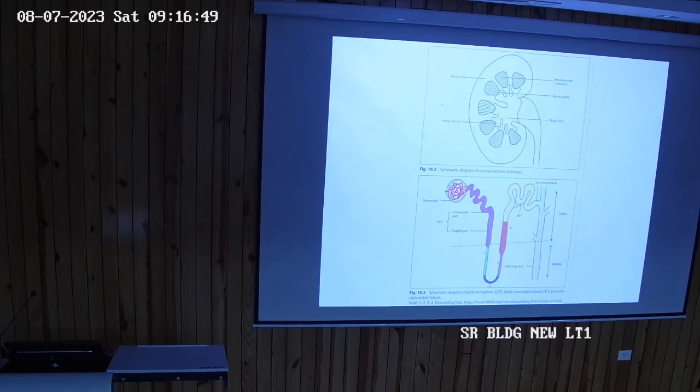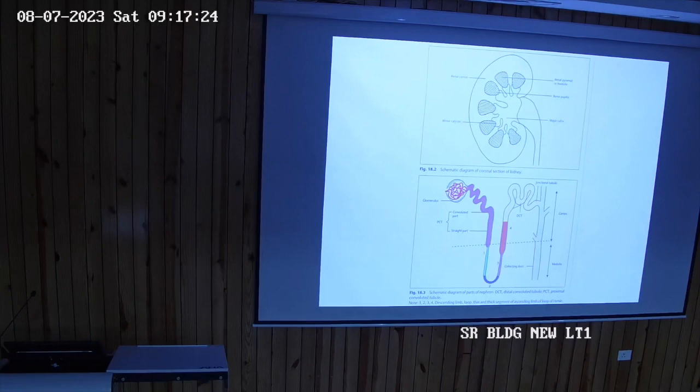Histologically, when we see that, we find that the cortex part of the kidney consists of renal corpuscles, and the medullary part consists of the tubules, different types of tubules and so on. Let's see what the renal corpuscle is. Look at this diagram. The red color is the tuft of vessels, the capillaries.